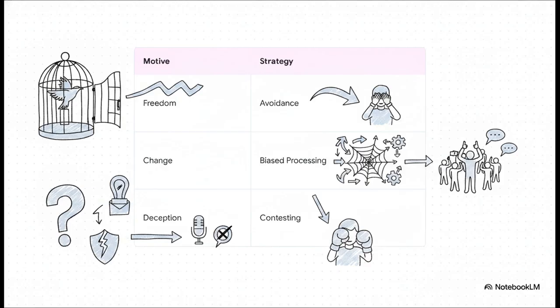Just look at the motives here. If we feel our freedom is being threatened, our go-to strategy is avoidance. We literally just selectively ignore the message. If we're reluctant to change, we use biased processing to give way less weight to new facts. Or we empower our existing beliefs by seeking social validation from our own little echo chambers. And if we have deception concerns, like if we think we're being flat out lied to, we actively contest the content, the source, and the tactics being used against us.